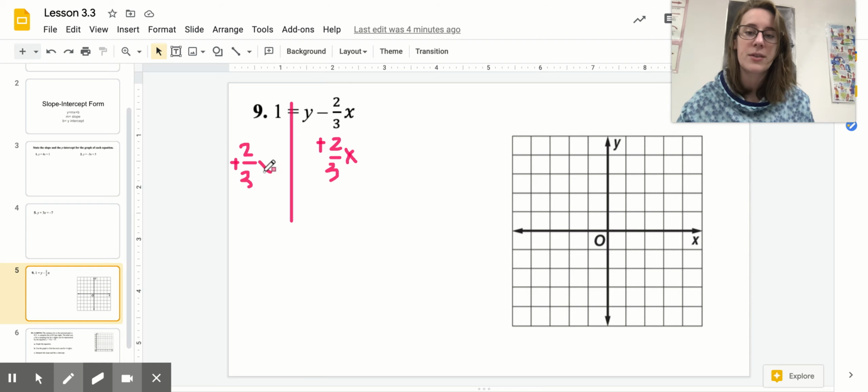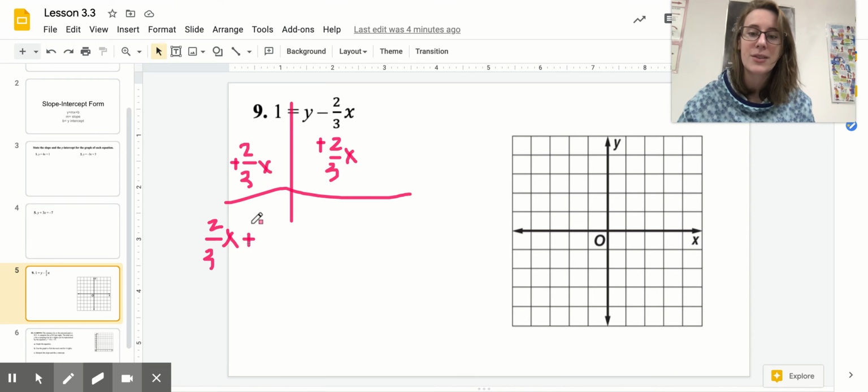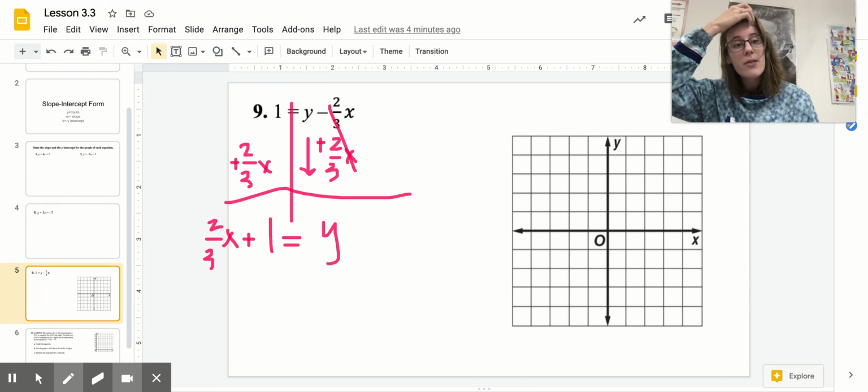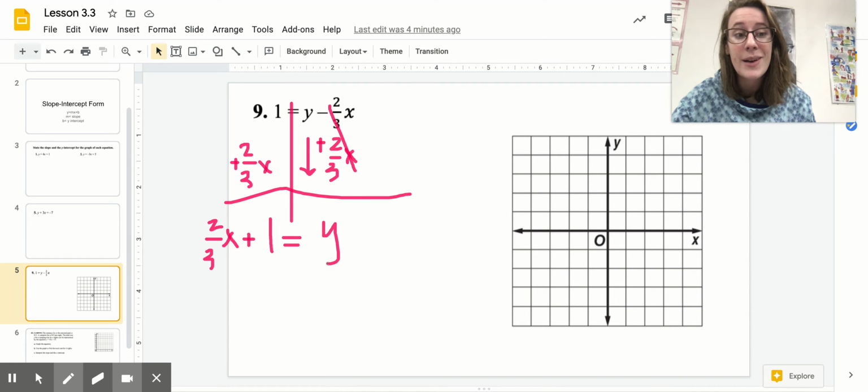So you'll add 2/3 x to both sides. You also cannot combine 1 and 2/3 x because 1 does not have a variable. They're two different things. So now we have 2/3 x plus 1. They just go next to each other. And then we can also celebrate because if those cancel out, Power Ranger style, y falls down and we have y by itself.